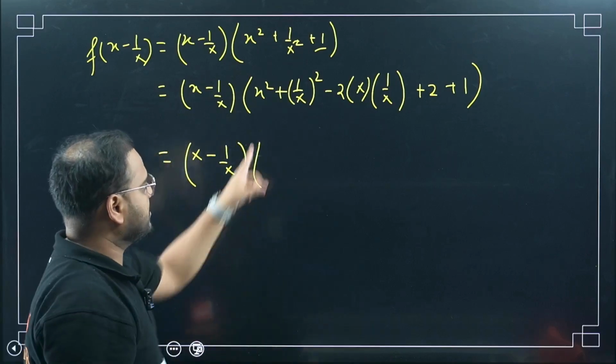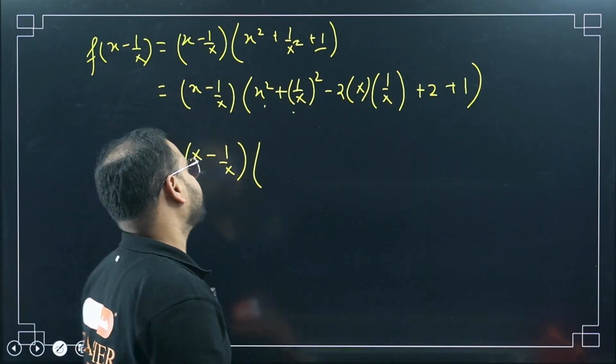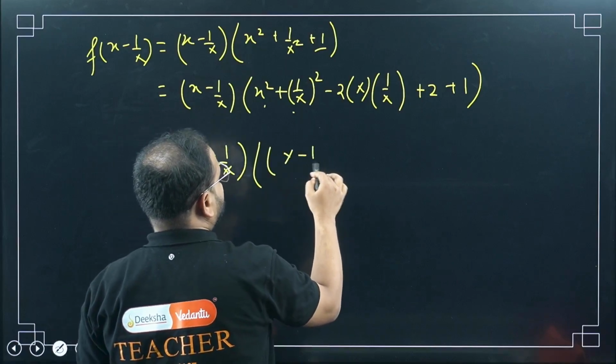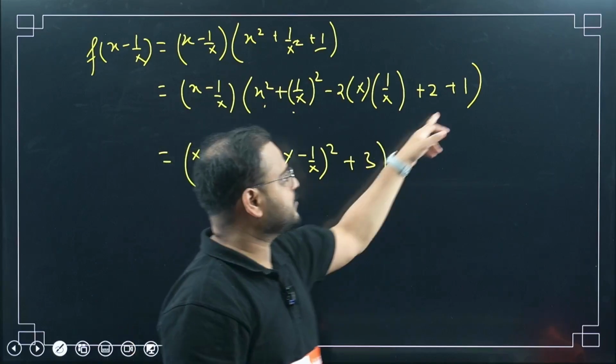So this is, look at this. a square plus b square minus 2ab. How much is that? Sir, (x minus 1 by x) the whole square plus 3. Yes or no? 2 plus 1 is 3.